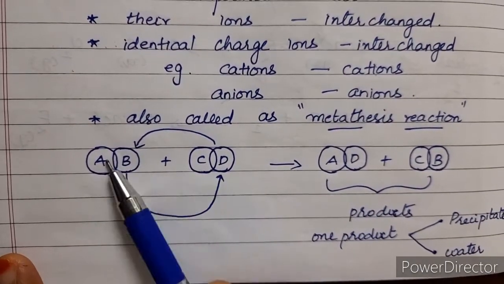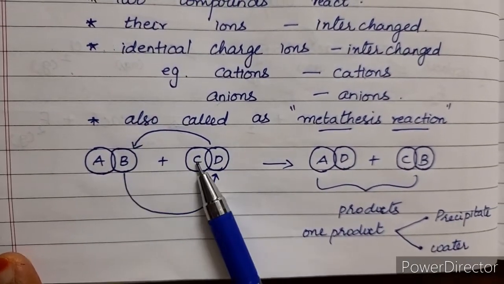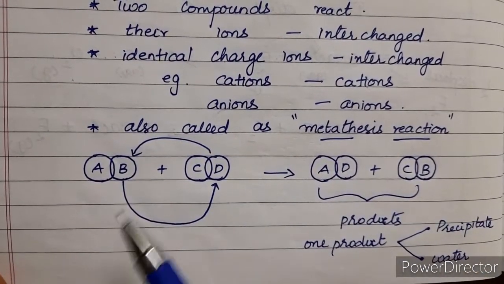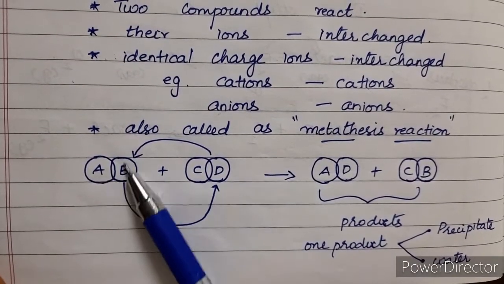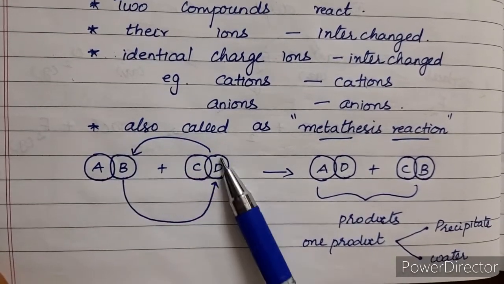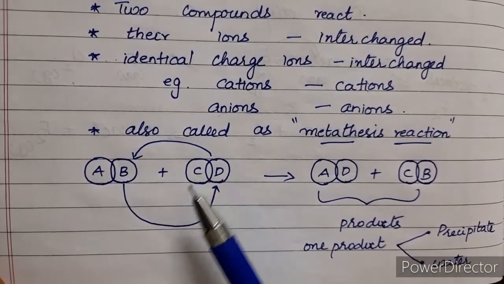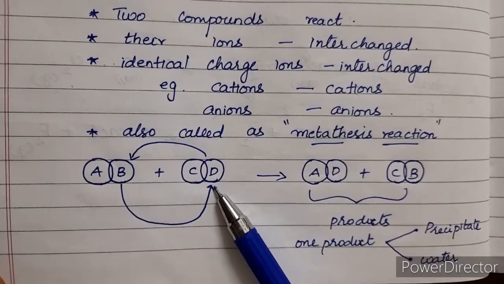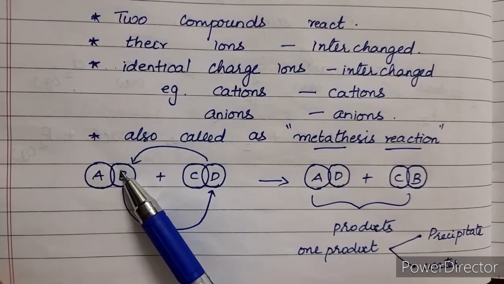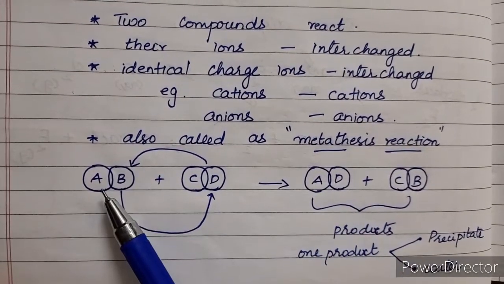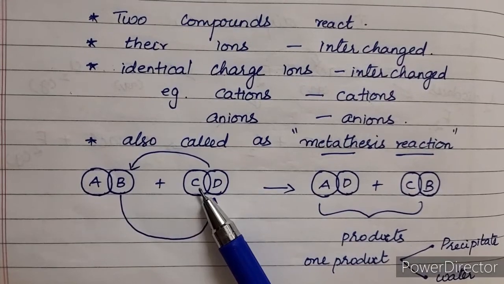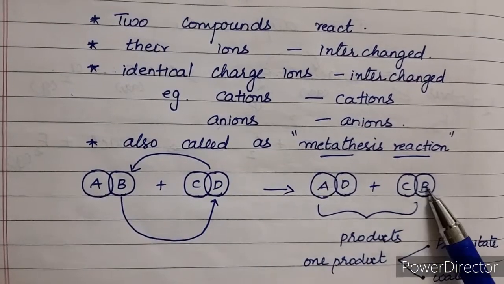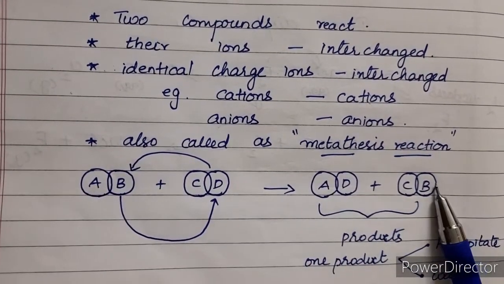Here these two are the compounds, isn't it? When these two compounds react, again the products will be compounds, isn't it? Here the double displacement takes place. The ion of one compound gets interchanged with the ion of the other compound. Now what gets interchanged? B is interchanged with D. So D takes the place of B. What will be the product? Here AB reacts with CD, isn't it? The product will be AD plus CB, right? So these two are the products.